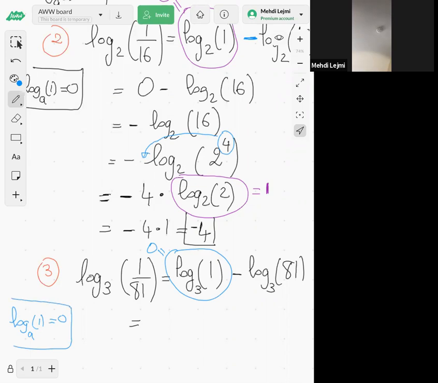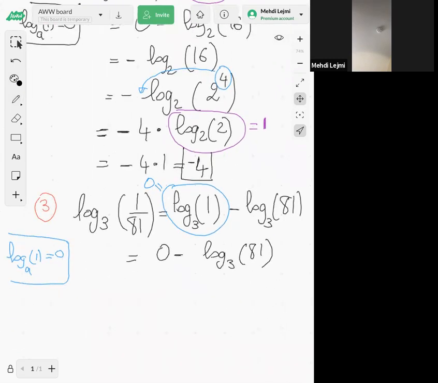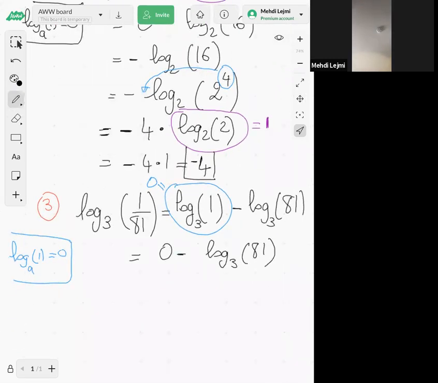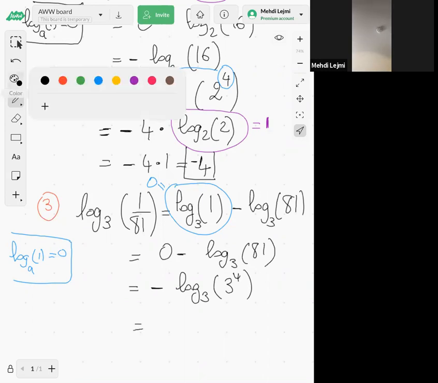All right, so that will be 0 minus log in base 3 of 81. Now I can write this 81 as a power of 3. 81 is 3 to the power 4. So it's minus log in base 3 of 3 to the 4th power. Then I can bring down this power 4 in front of the log. So that would be negative 4 times log in base 3 of 3.